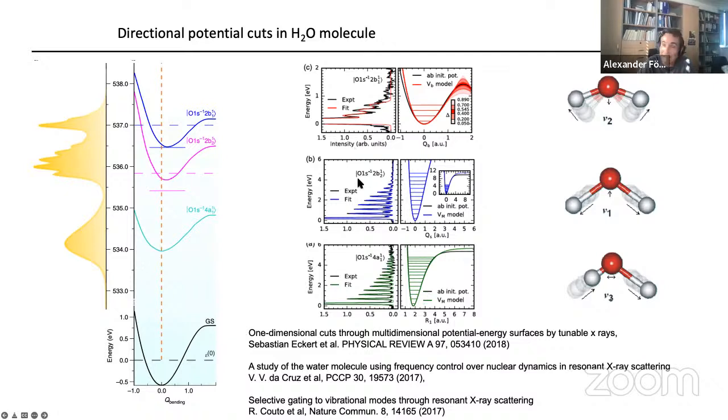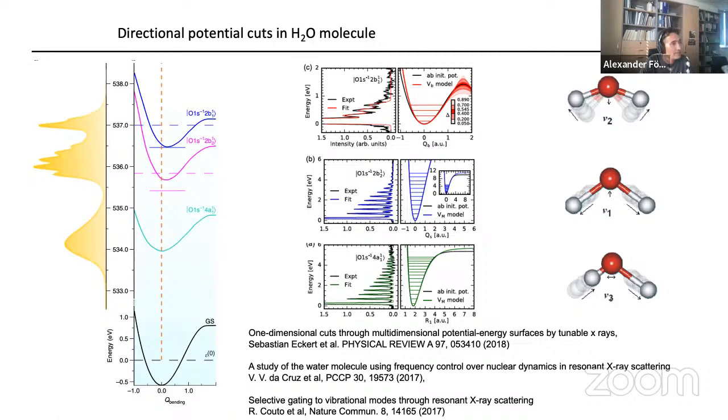These measurements have been done at the Swiss Light Source. So I think PSI, the infrastructure you have there, has been crucial to do that. And we therefore could measure experimentally this potential surface.